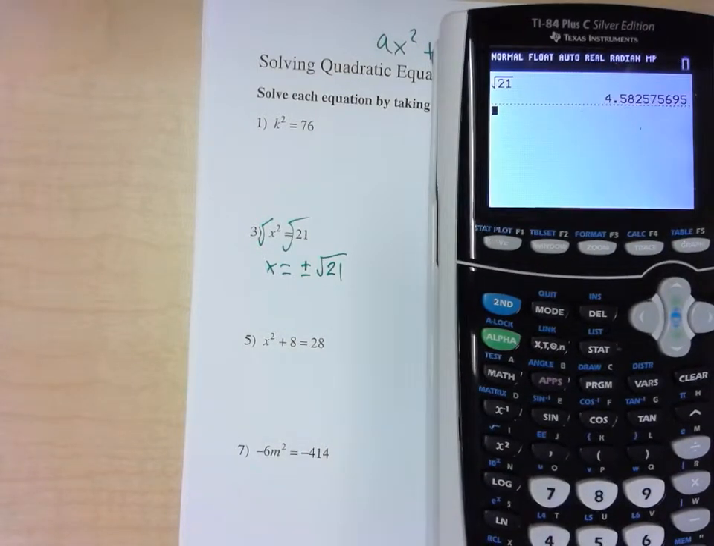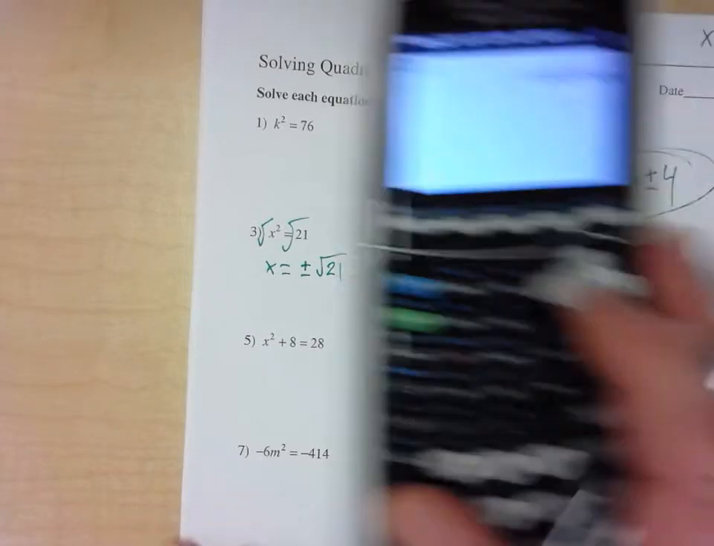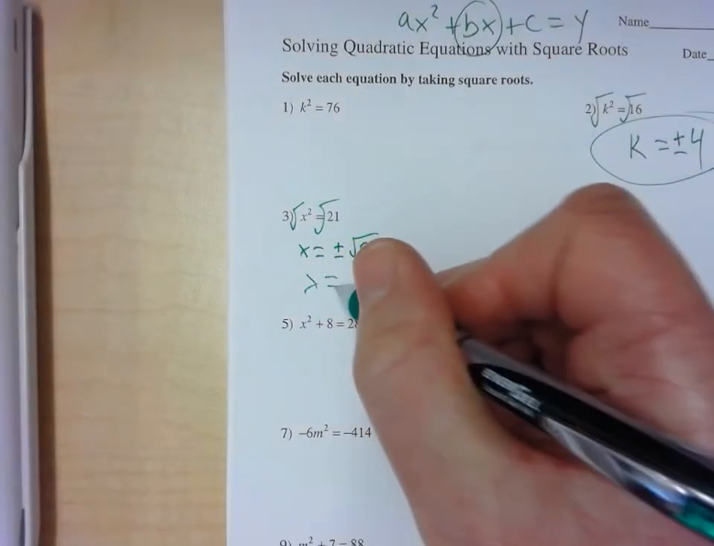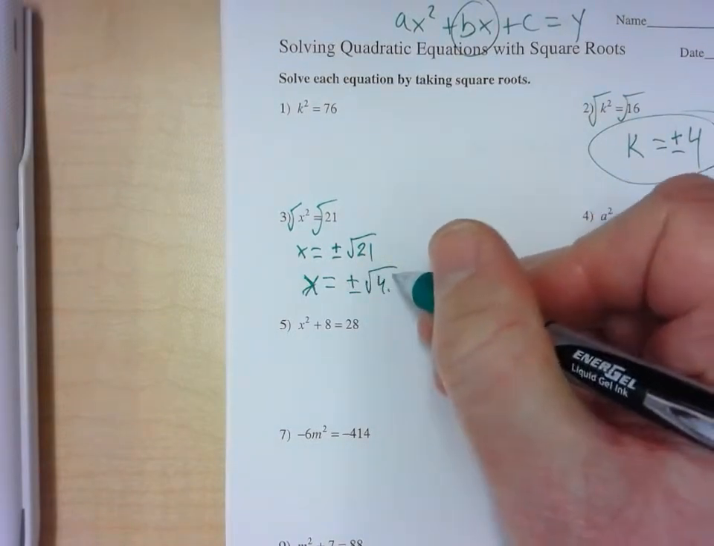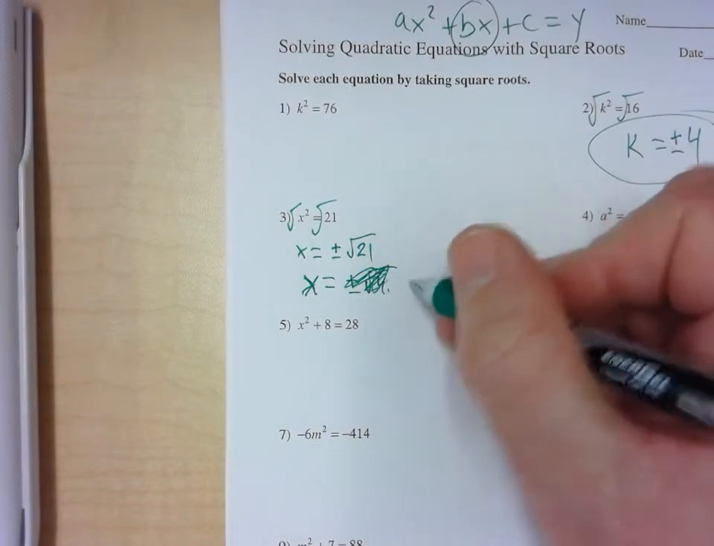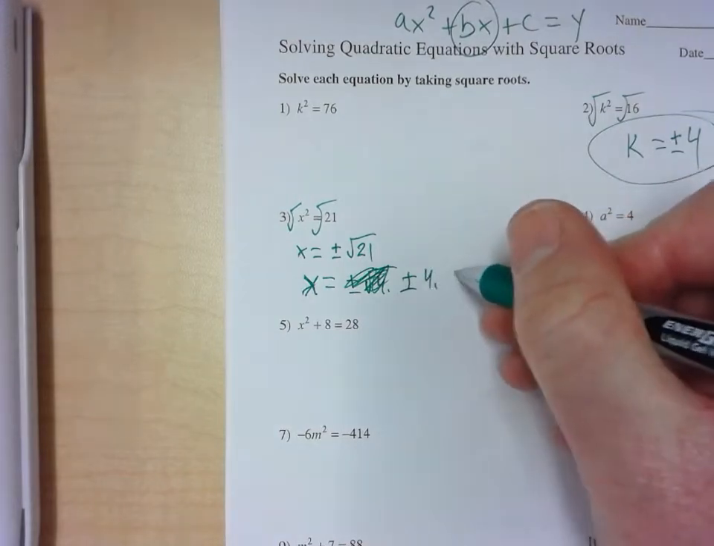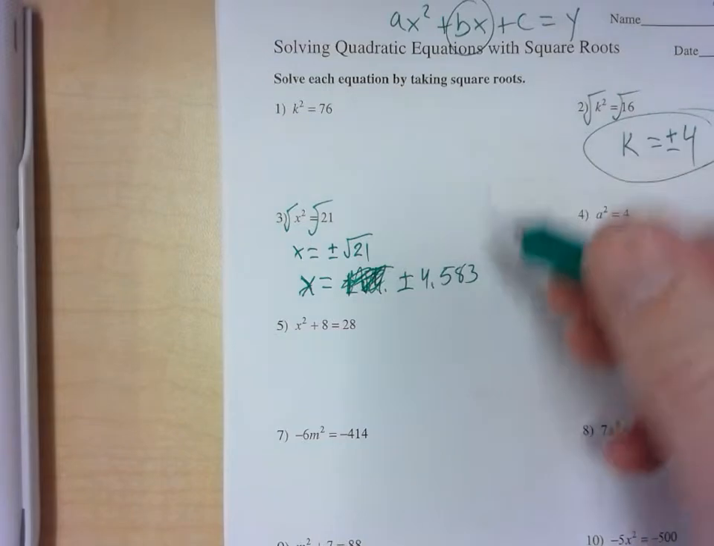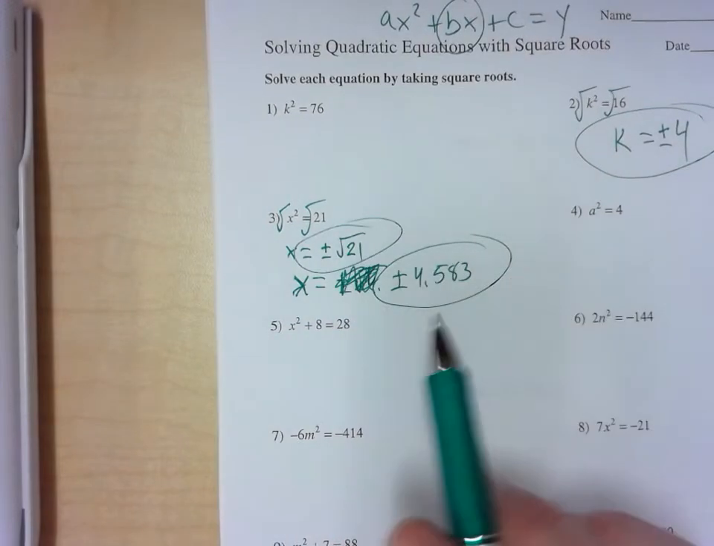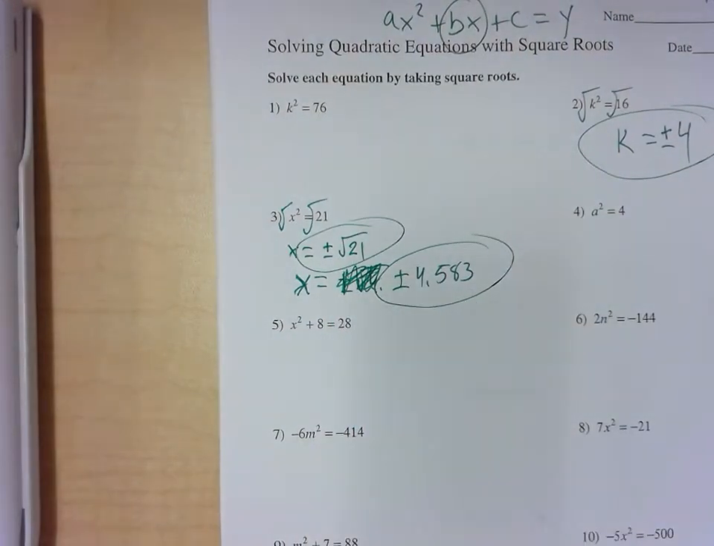I'm going to round to 3 decimal places, 4.583. So x is equal to plus or minus 4.583. I already took the square root, I don't need the square root again. All right, so either one of those works: the square root of 21 is the exact answer, and 4.583 is a decimal approximation.